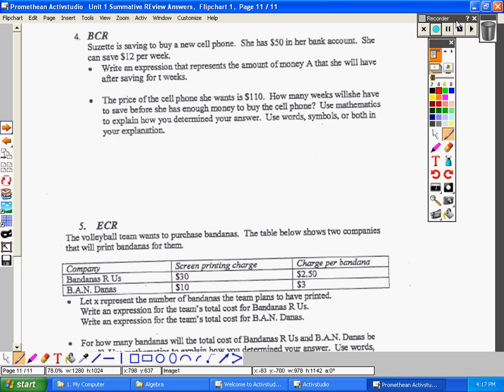Suzette is saving money to buy a new cell phone. She has $50 in her bank account and can save $12 for each. So this is exactly like the problem that we just did before. So I'm going to move on to the one below it.